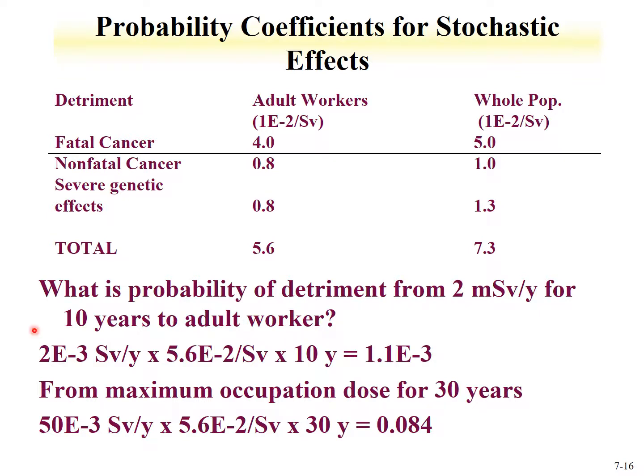If we have 2 millisieverts per year times 10 years times 5.6 times 10 to the minus 2 detriment per sievert, which is given from this value, we get this value, which is basically the increased risk of having some detriment. If we look at the maximum occupational dose for 30 years, which is 50 times 10 to the minus 3 sieverts per year, and we do that for 30 years, we see that the increased probability of having some detriment is 8.4%.